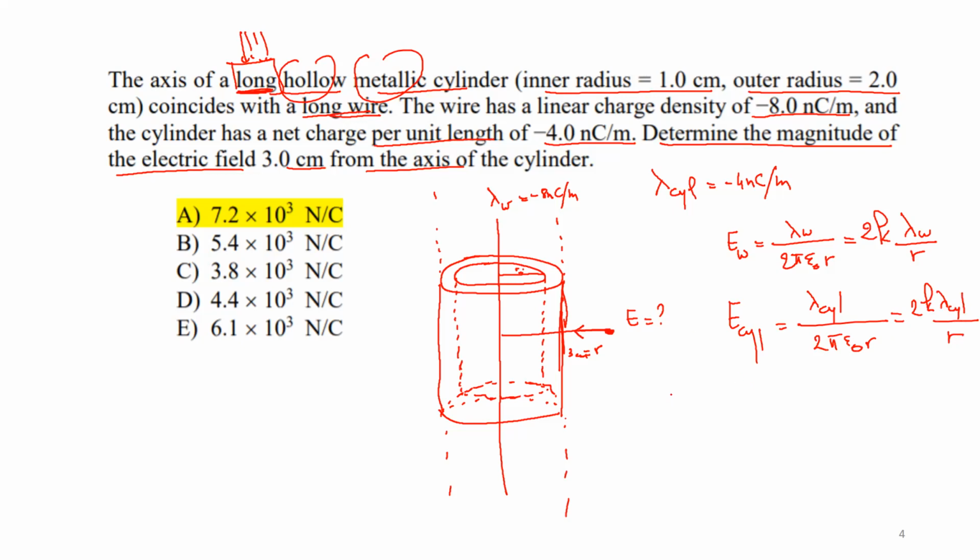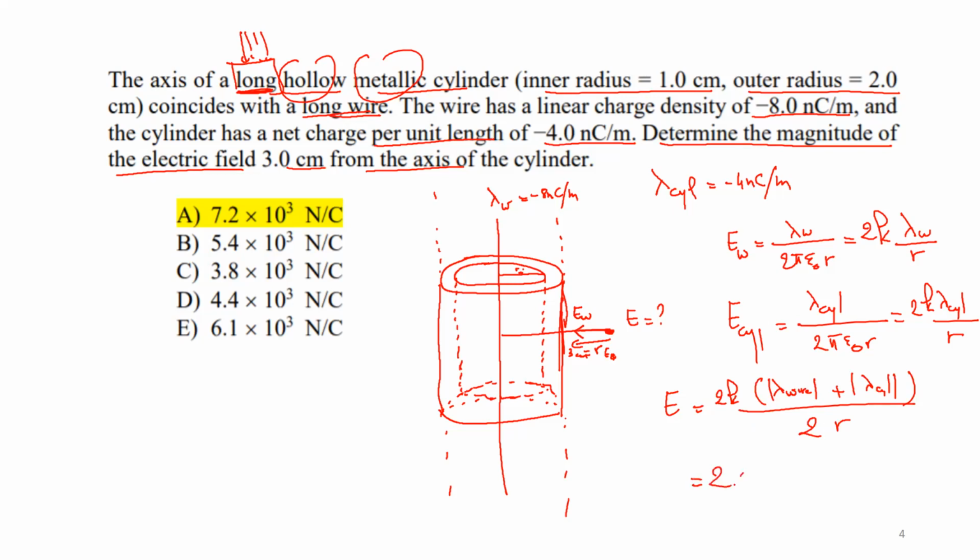And the total electric field, of course, will be the sum of these two electric fields. And both of them, by the way, are negative because they are pointing radially inward. So this is E wire, and of course, E cylinder will be also pointing inward, right? But in magnitude, of course, I will take the magnitude. So I'll have just 2k times the absolute value of lambda wire plus the absolute value of lambda cylinder, divided by r.